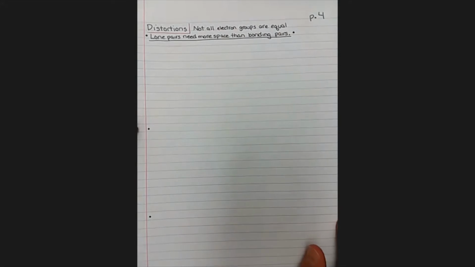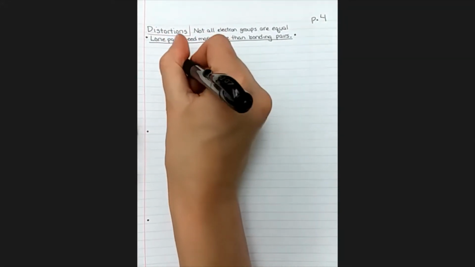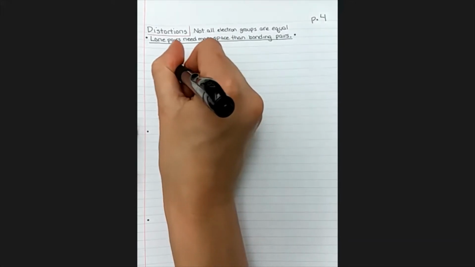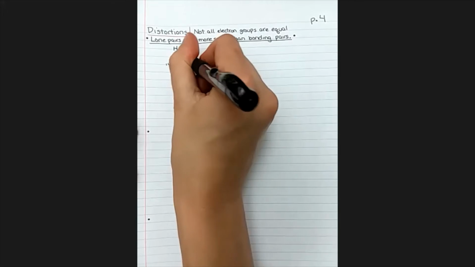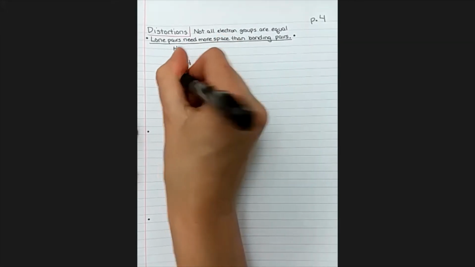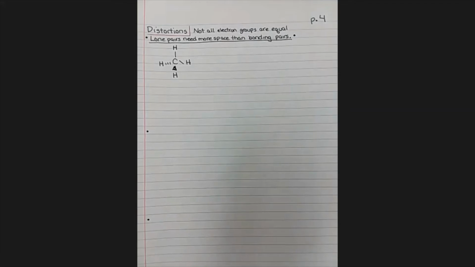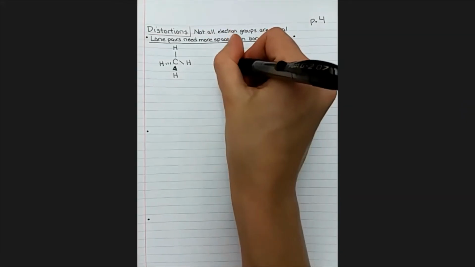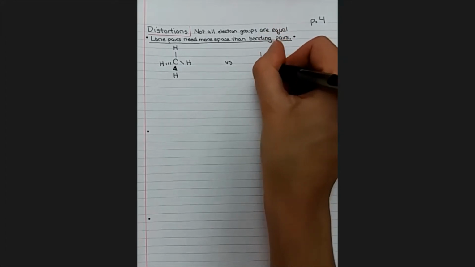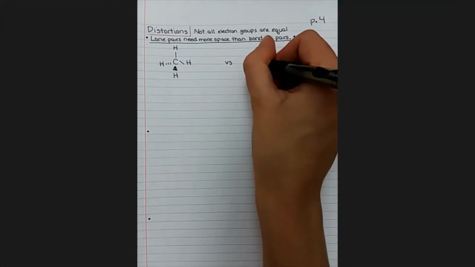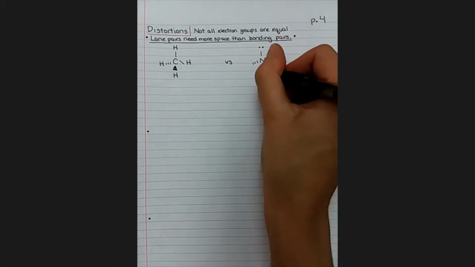Okay, so let's draw some molecules to show what I'm talking about. So here is a molecule where all of the electron groups are bonding pairs, where every slot is filled by an atom. This is methane. And let's compare it with something that has a lone pair in one of those possible slots, NH3, or ammonia.